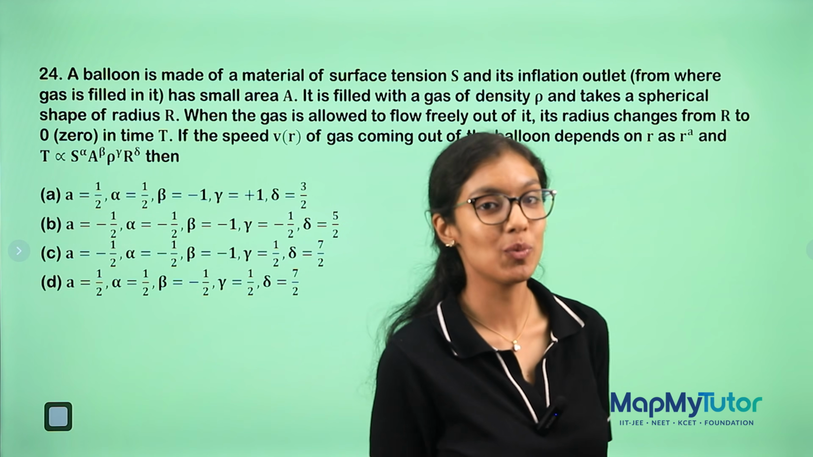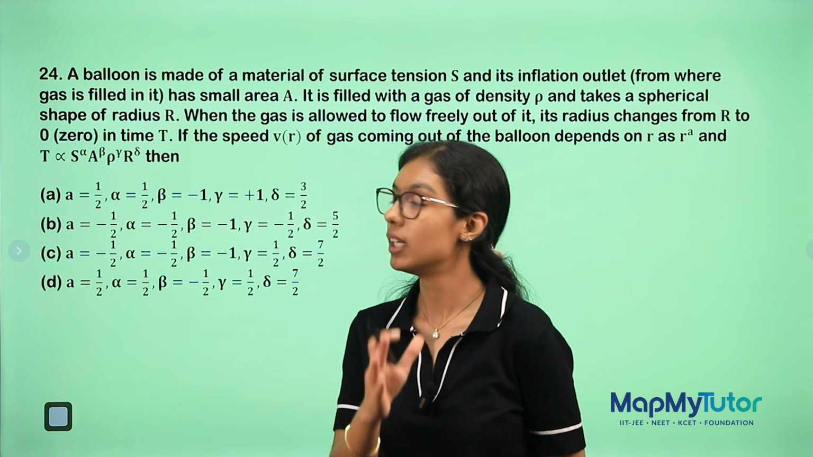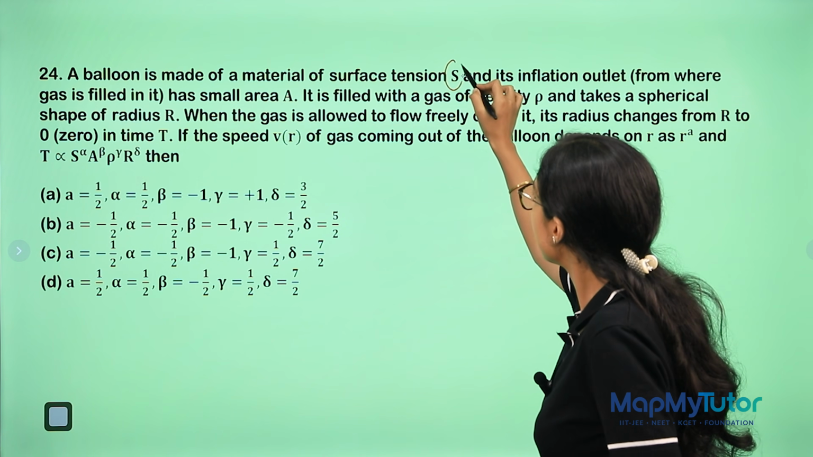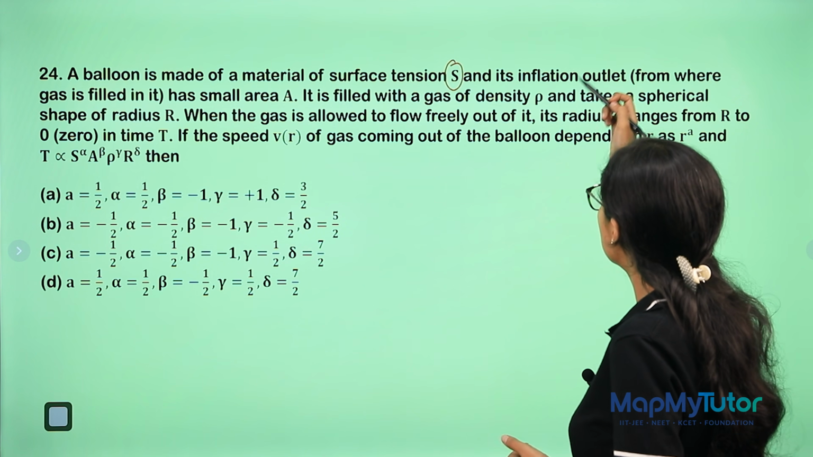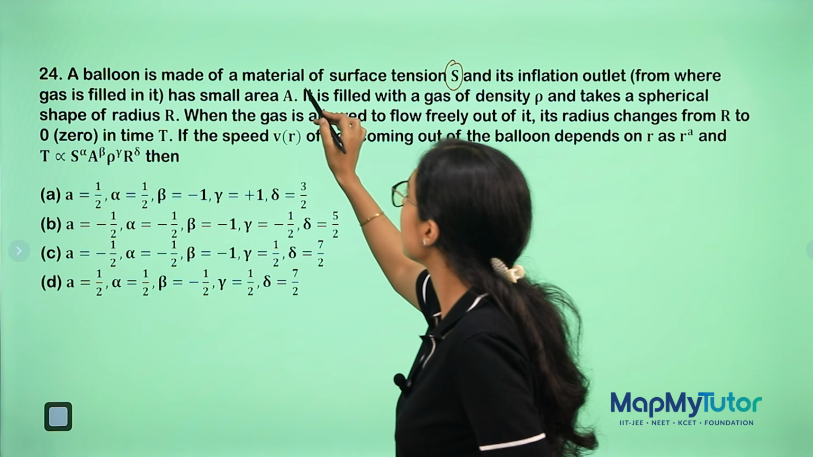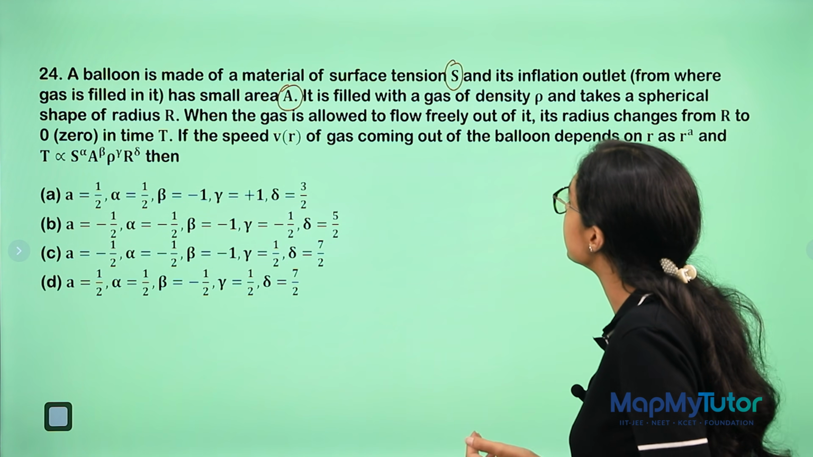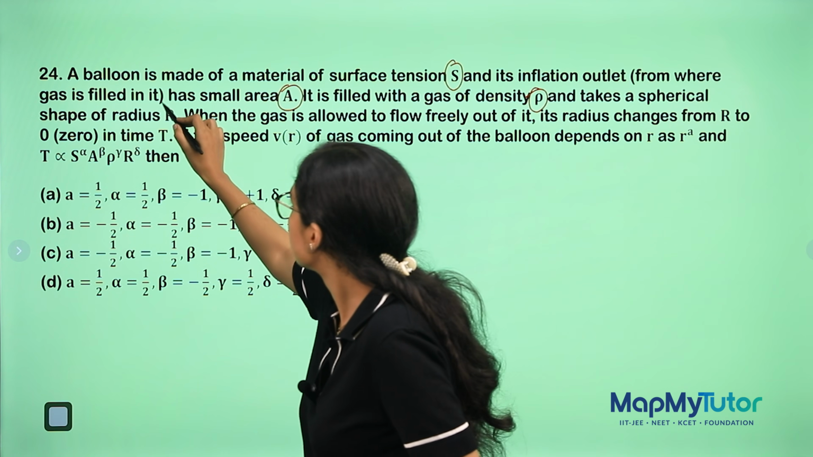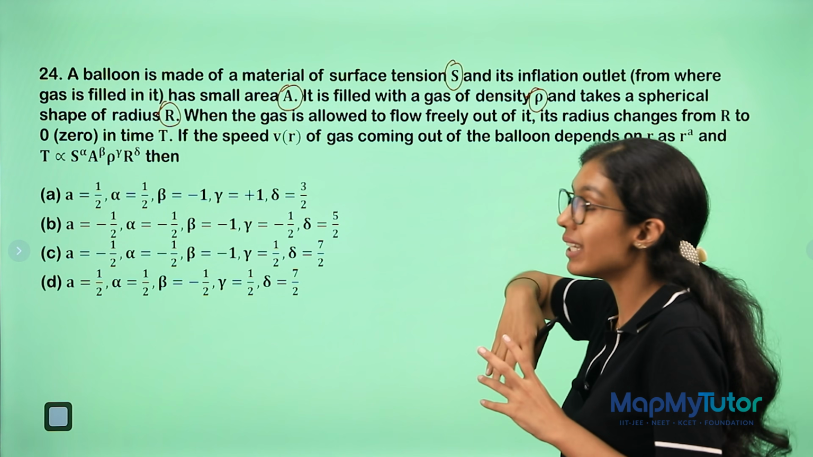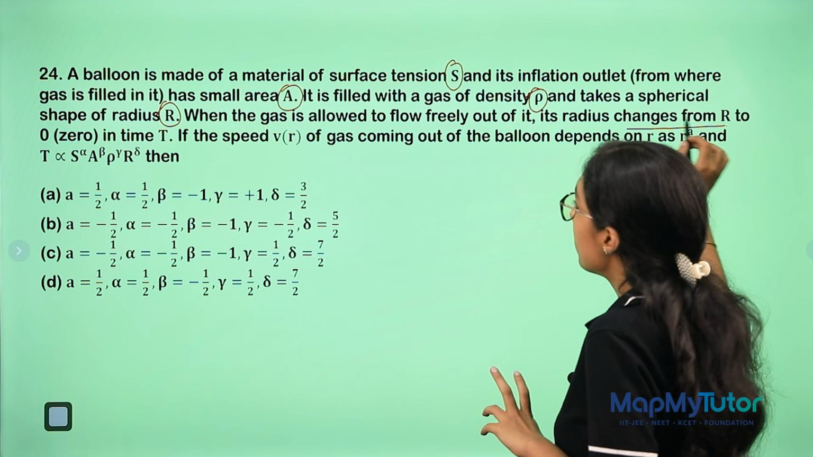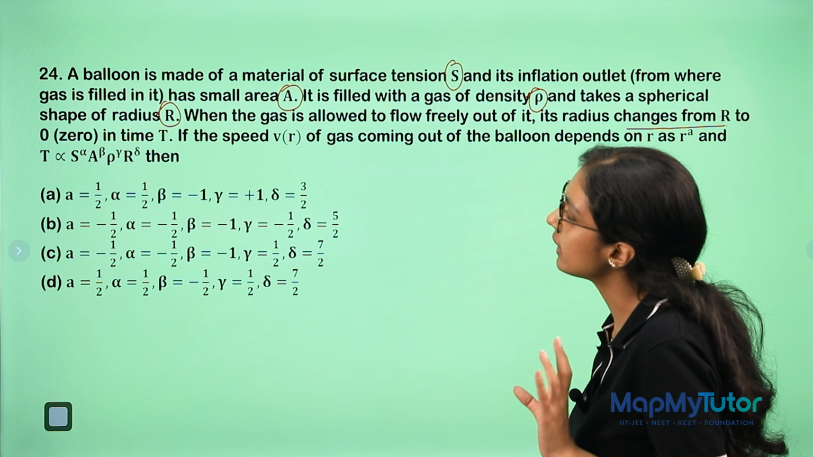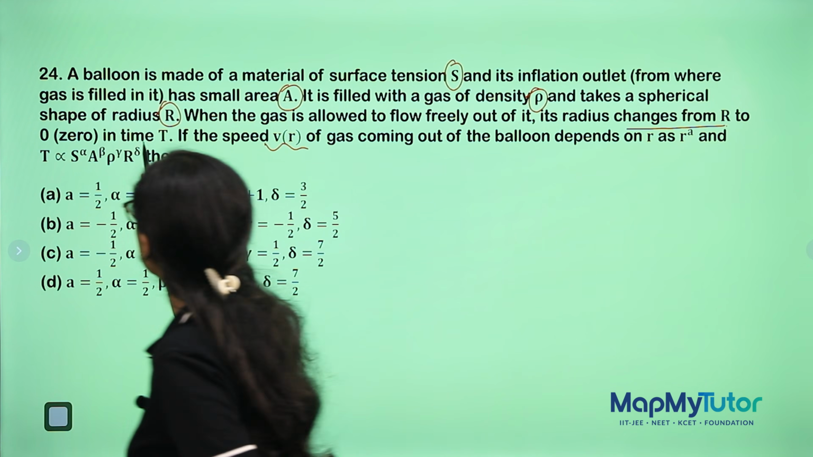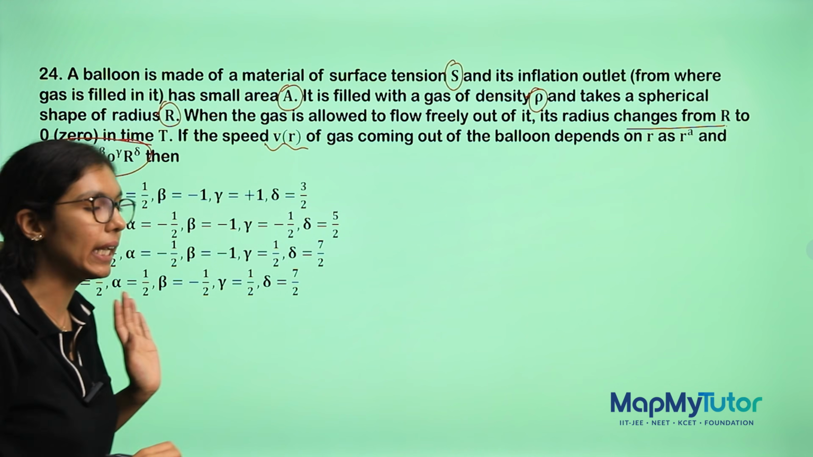Now there's a trick for this question which I'm going to tell you, and it's a very important trick, so listen carefully. A balloon is made up of a material of surface tension S, and its inflation outlet has a small area A. The hole has the area A basically. It is filled with a gas of density rho and radius r. When the gas is allowed to flow freely outside, its radius changes from r to 0 in time t. If the speed v of the gas is coming out, you need to tell, with this relation, the alpha, beta and gamma values.